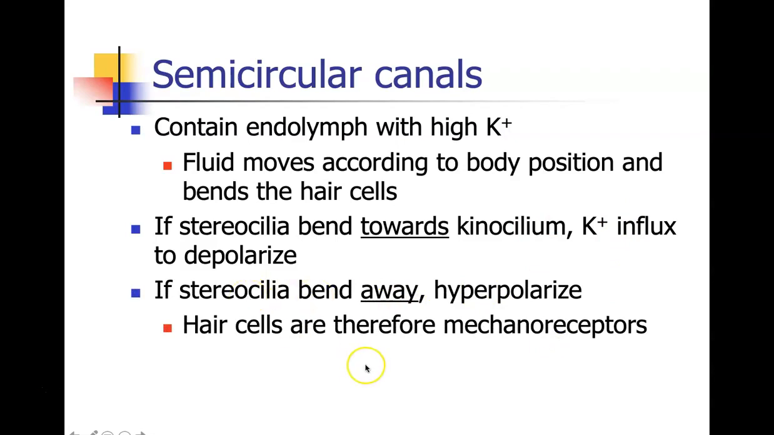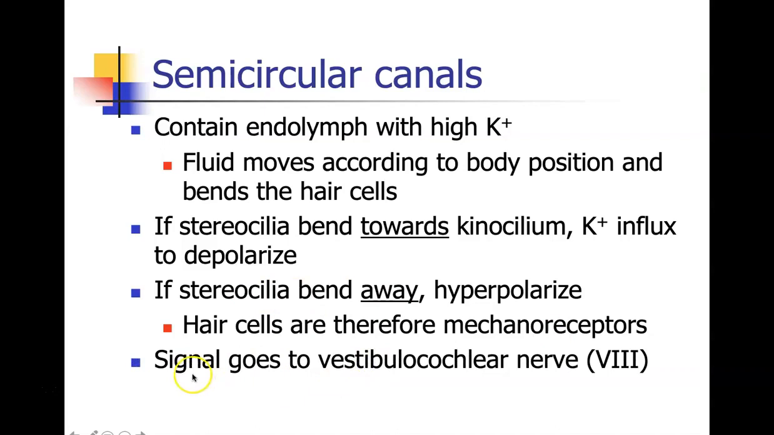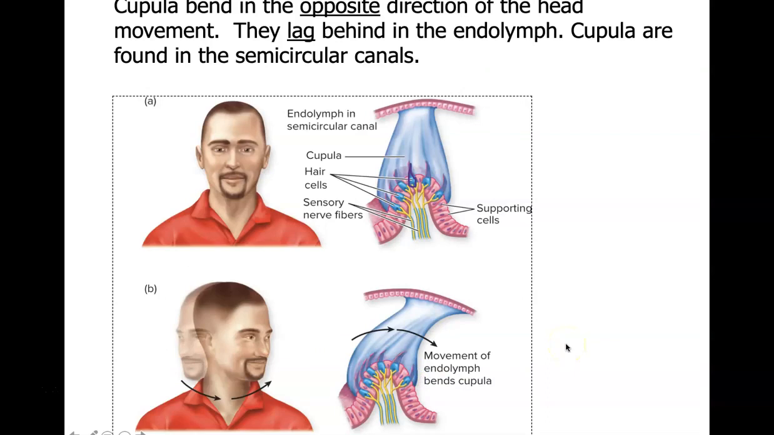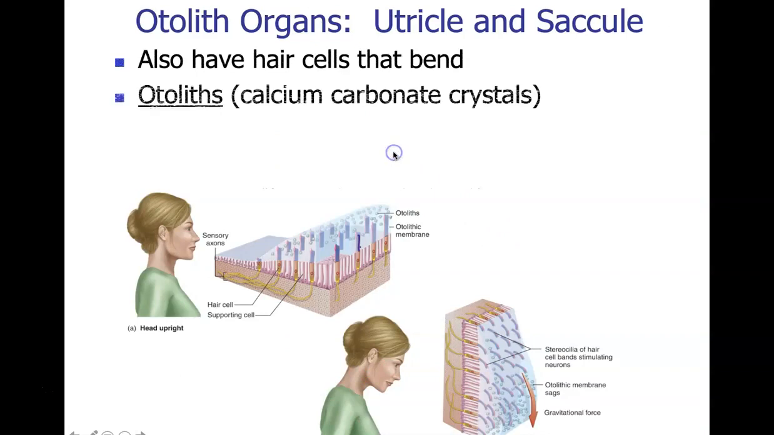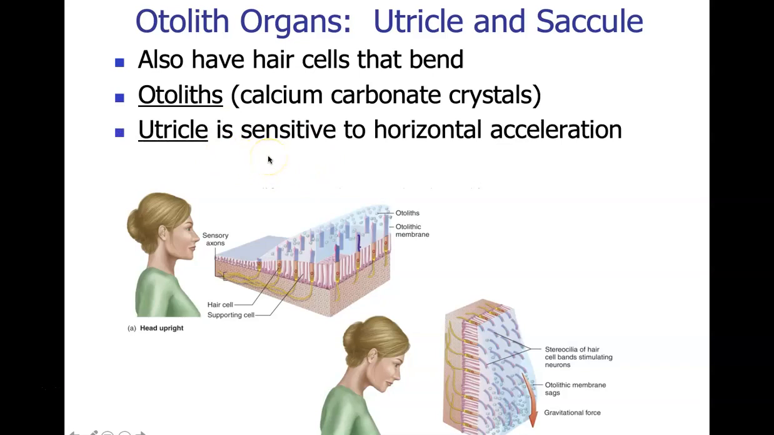So these hair cells are therefore mechanoreceptors, right? Because the movement of them is what's giving you the perception of position in space. This signal goes to the vestibulocochlear nerve, that's cranial nerve 8. And the cupula bends in the opposite direction of the head movement, okay? So they lag behind the endolymph, and again, kind of give you this rotational information. So these otolith organs, the utricle and saccule, also have hair cells that bend. The otoliths are actually calcium carbonate crystals, and the utricle is sensitive to horizontal acceleration.